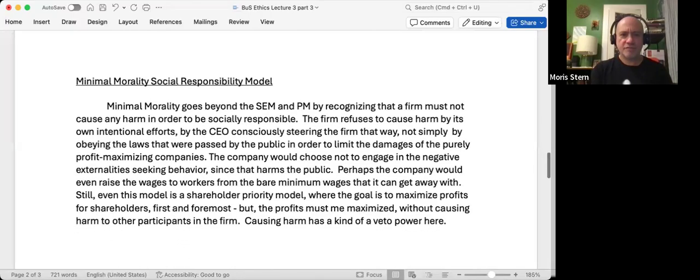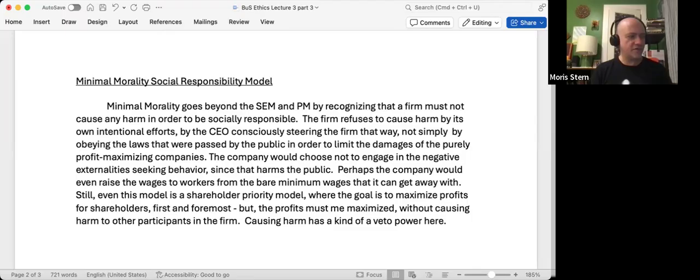Next, we've got the minimal morality social responsibility model. Minimal morality goes beyond the standard economic model and the philanthropic model by recognizing that a firm must not cause any harm in order to be socially responsible. The firm refuses to cause harm by its own intentional efforts, by the CEO, the leader, constantly steering the firm that way, not simply by obeying the laws that were passed by the public in order to limit the damages of the purely profit maximizing companies.